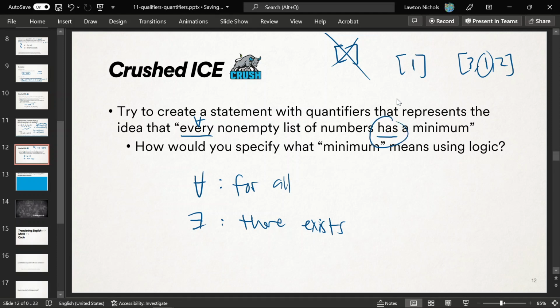And then has. Has is also a quantifier. Which one? Yeah, it's saying that something exists, isn't it? There is a minimum. There exists a minimum for every non-empty list. See how those two quantifiers occur? That is important.